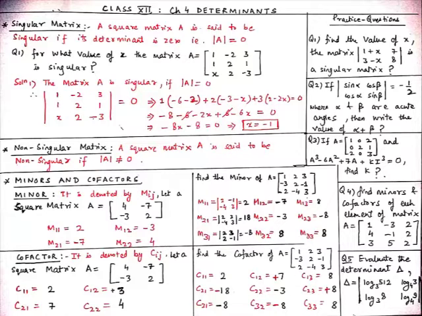So from here we get -8x - 8 equal to 0. Here we get x equal to -1. And students, a square matrix A is said to be non-singular if its determinant is not equal to 0.